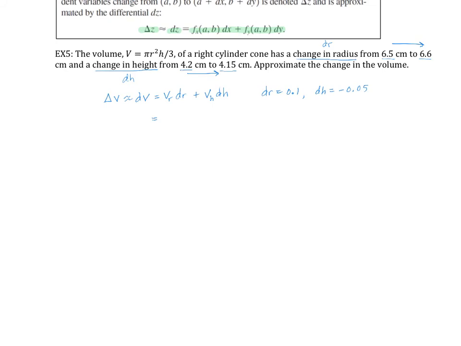The partial derivative of the volume with respect to r, well, if you look at your volume equation, it's going to be 2 pi r h over 3. And then we're going to multiply that by 0.1. The partial with respect to the height is going to be pi r squared over 3. And we'll multiply that by the negative 0.05.